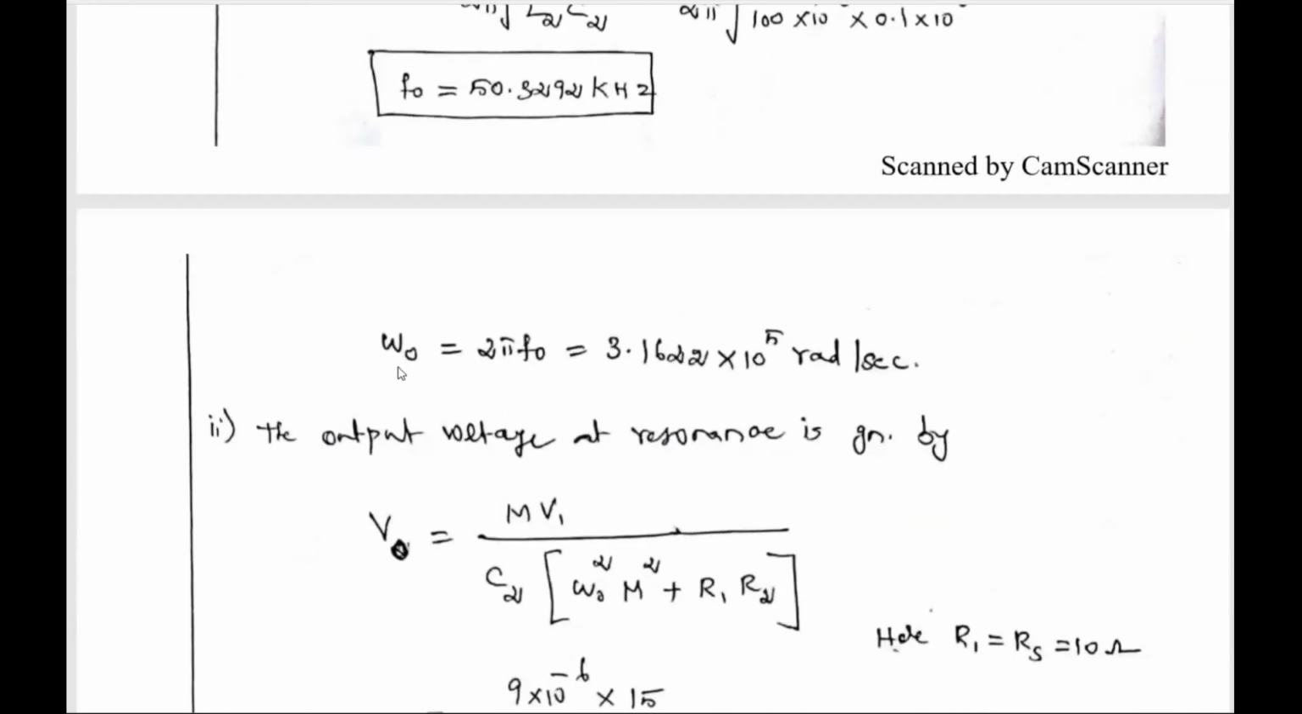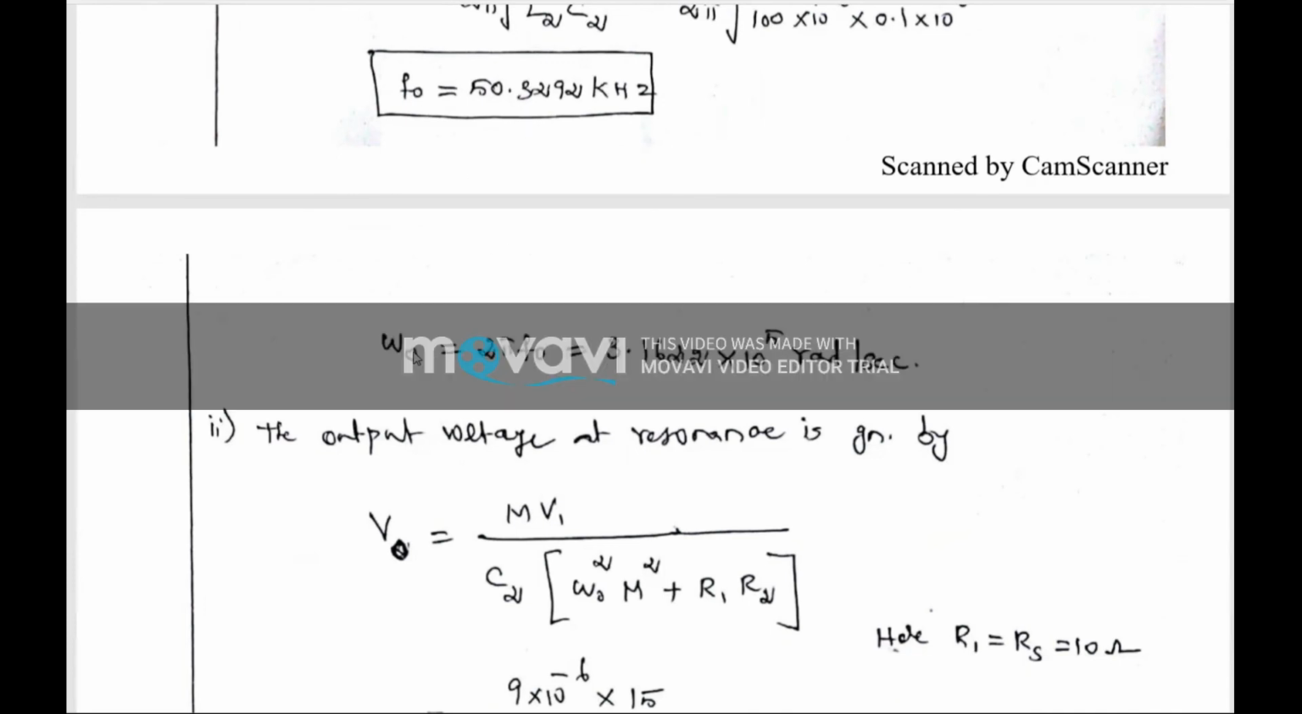And if we want to find the resonant frequency in radians, you just multiply this f naught by 2 pi. So omega naught equals 2 pi f naught. You just multiply the f naught value with 2 pi, and we will get the answer in radians. Okay, so one thing we calculated.